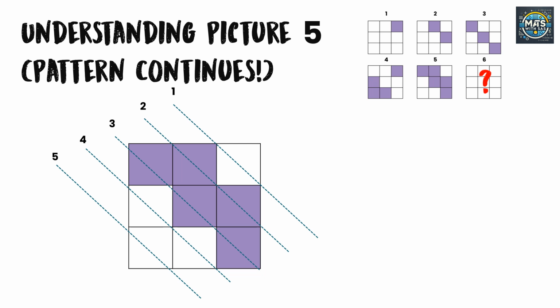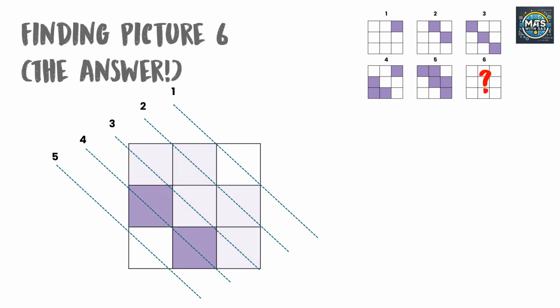The pattern is clear now. Each time we have to increase the number of squares by 1. Move to the next diagonal. Wrap around if needed. Now let's use this rule to predict picture 6. For picture 6, we follow the same rules. Since picture 5 ends in diagonal 3, we start with the next diagonal, which is the fourth diagonal. It can hold 2 squares.